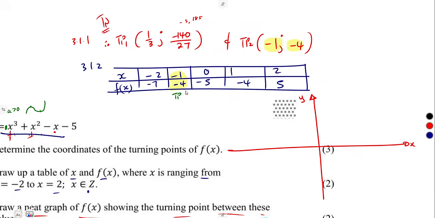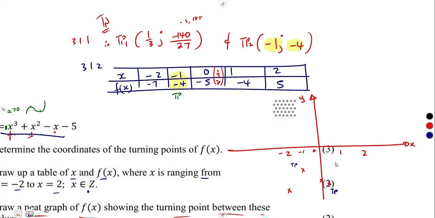Take note, we have got -1, -2, 1, and 2. So we have got (-2, -7) somewhere below. Then (-1, -4), which is a turning point. Then there's definitely going to be (0, -5) below -4, all right? And in between here, a turning point at a third. A third is in between 0 and 1. There's a point where x is a third, which is part of our turning point. So this one is a turning point that we have here, all right?